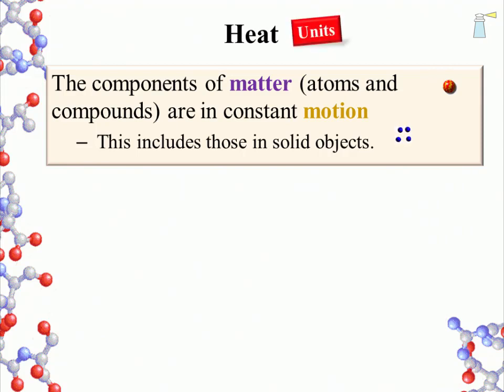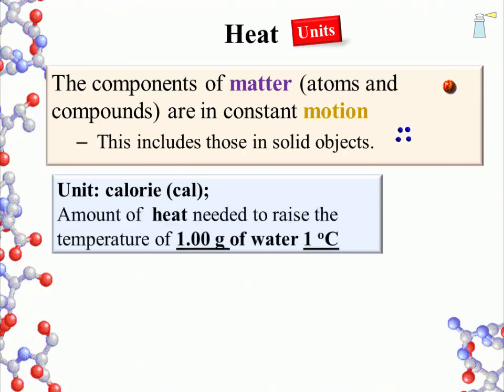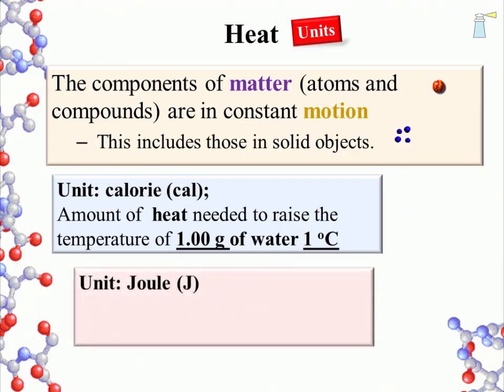As for units, there are two common forms used for thermal energy. The most familiar is the calorie. It is abbreviated cal. Calories are used to indicate the amount of energy in food. The definition of the calorie is the amount of heat needed to raise the temperature of 1.00 gram of water 1 degree Celsius. The other type of unit is called the joule.